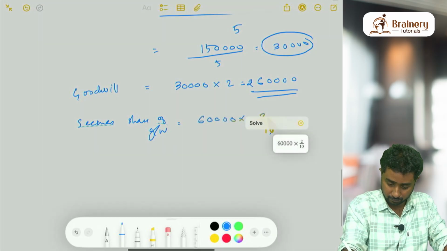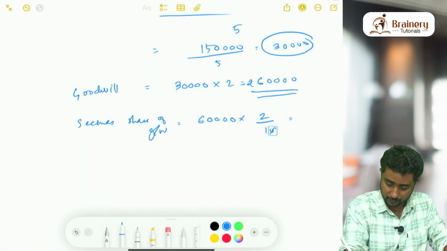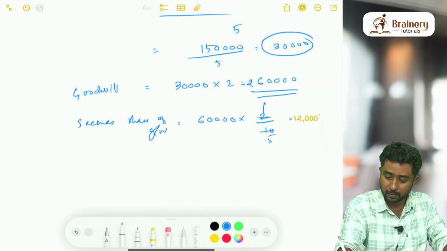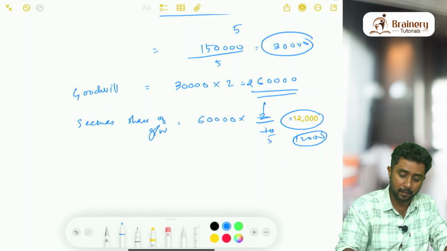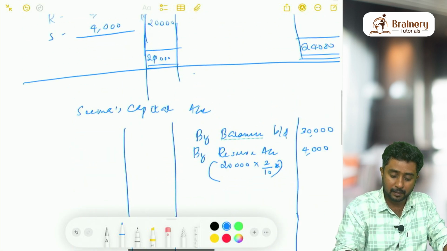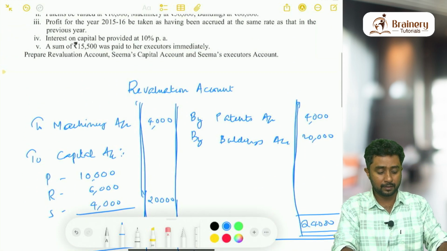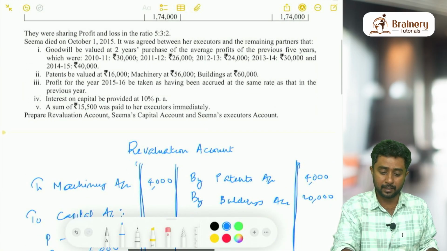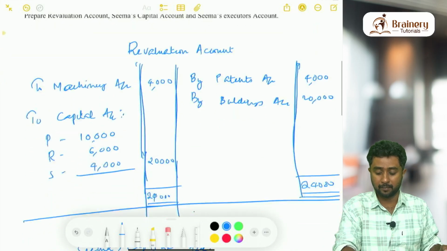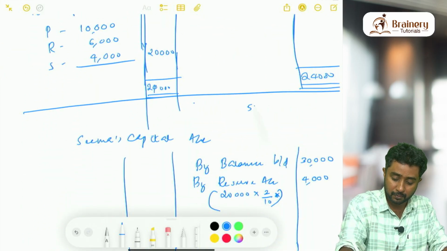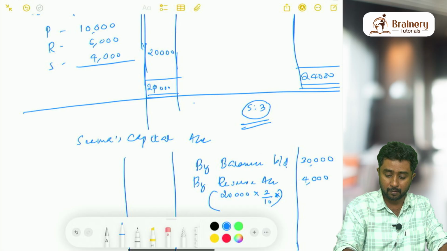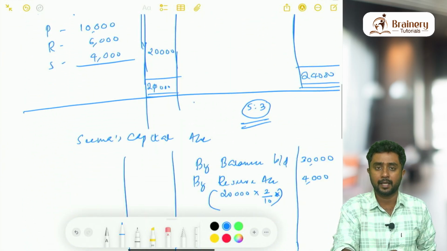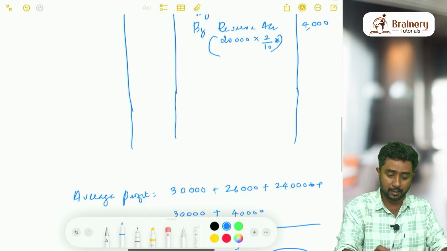So 1 by 5. So we'll be getting 12,000. Okay, so 12,000 we are getting. 12,000 should be given to Seema by the other two partners. In which ratio? In the ratio of gain, as it is a death chapter, the other partners are gaining. So what will be the gaining ratio? 5:3, because there is no new ratio mentioned in the question. If nothing is mentioned, obviously the old ratio will be the gaining ratio. So this 12,000 we have to split in the ratio of 5:3.